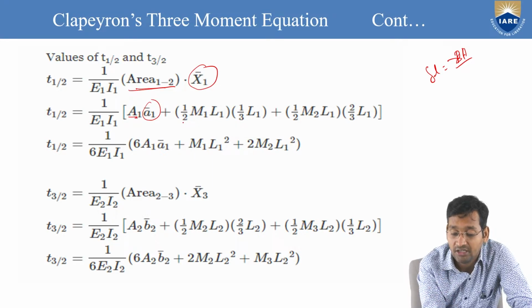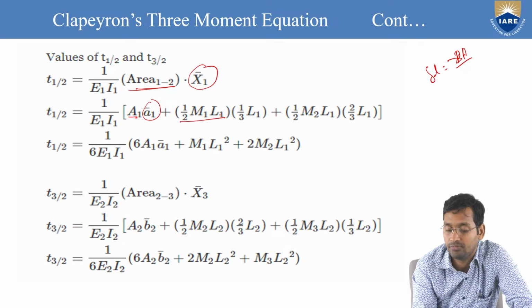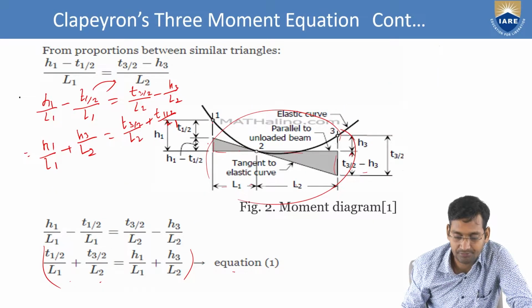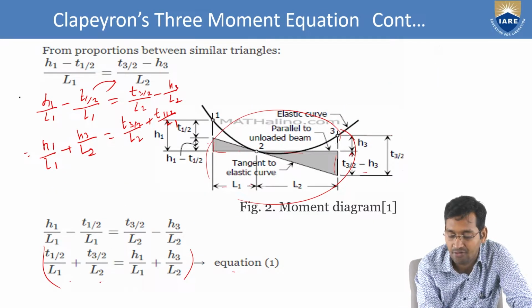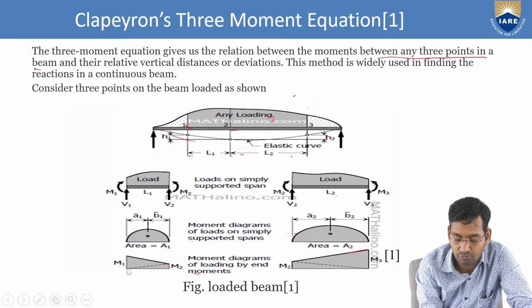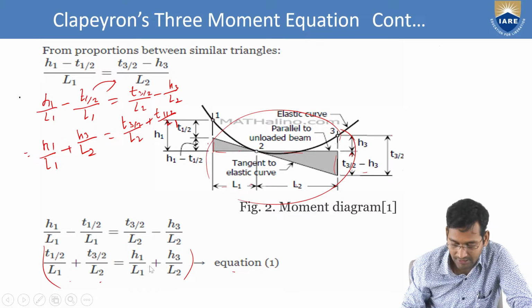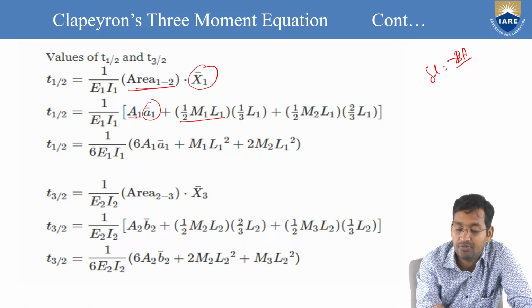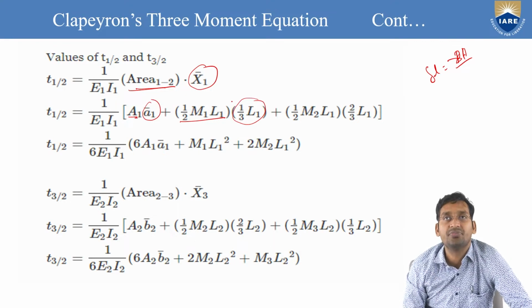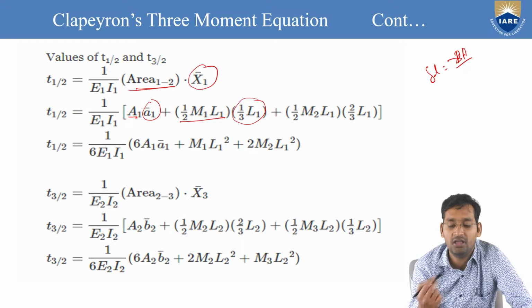This is the area of the triangle, right? Half M1 L1. See the triangle, half M1 and L1. That will be the area of the triangle, into where that will act? This average centroid, because we know in a triangle it acts at L by 3 distance. So here L1 by 3. This is for the first slope.